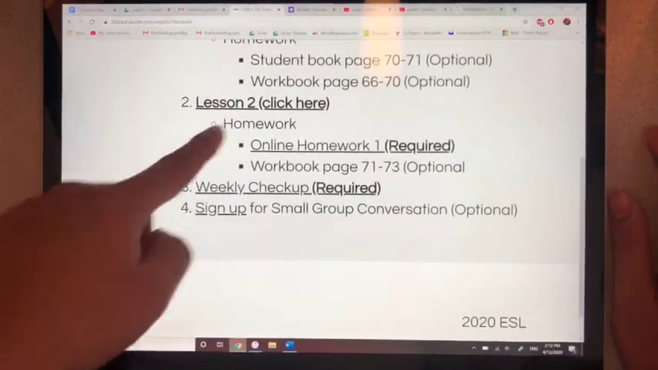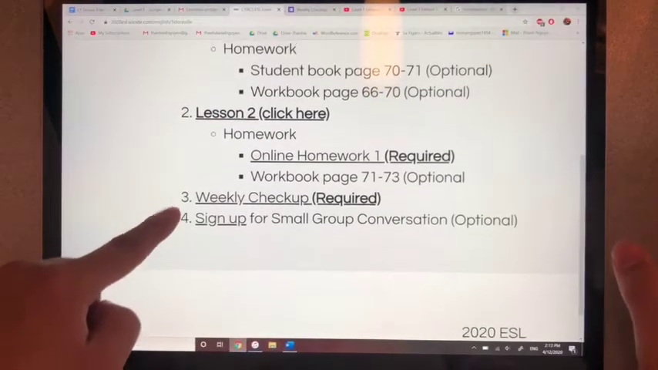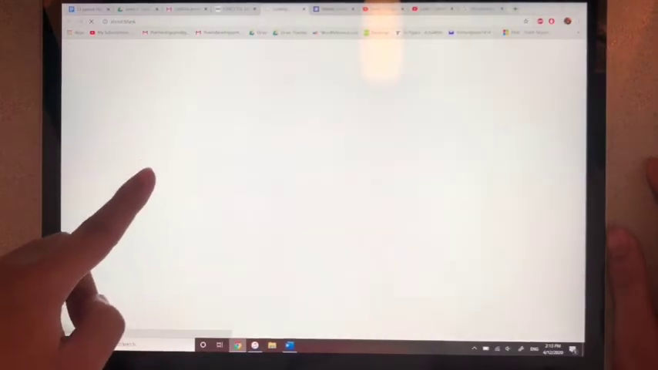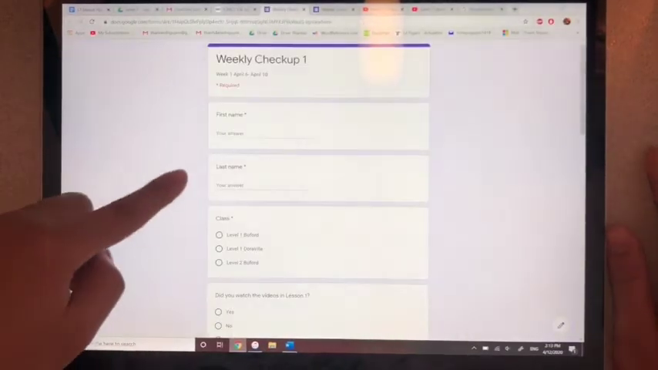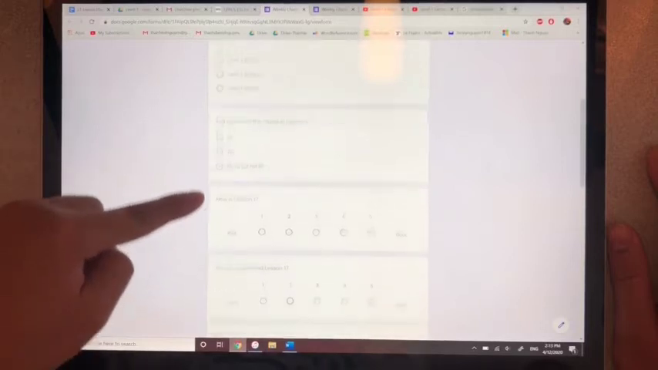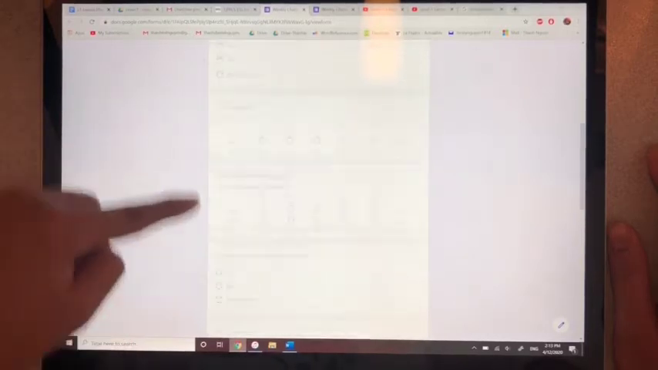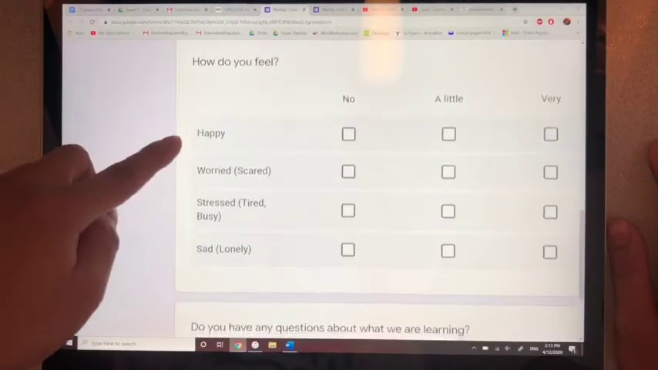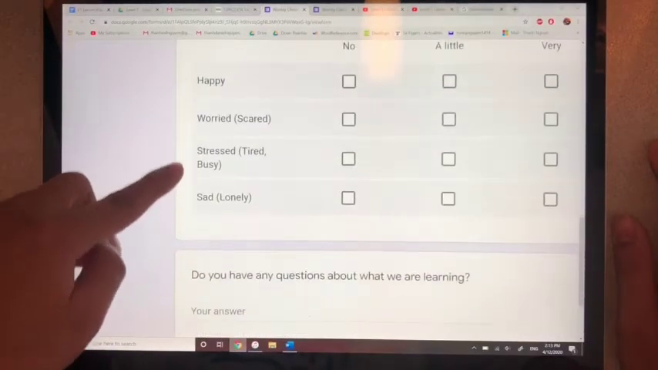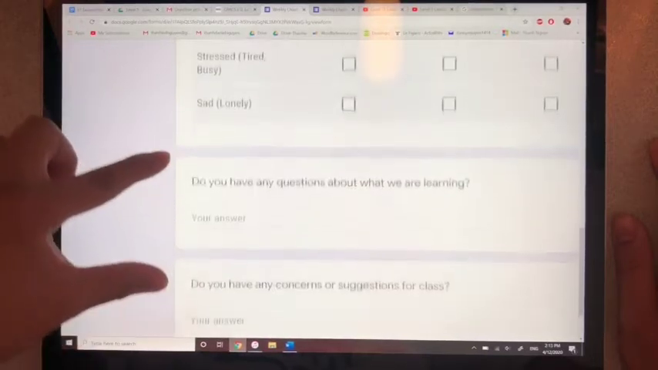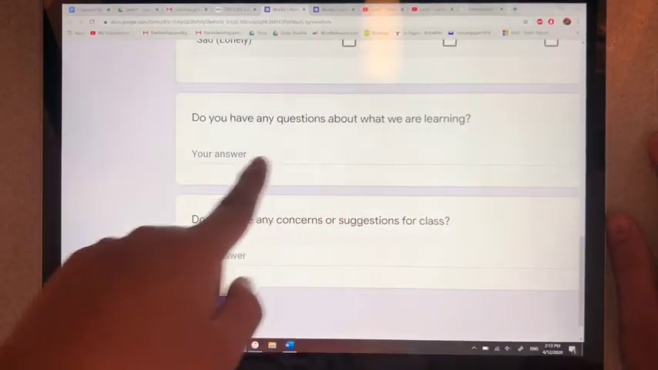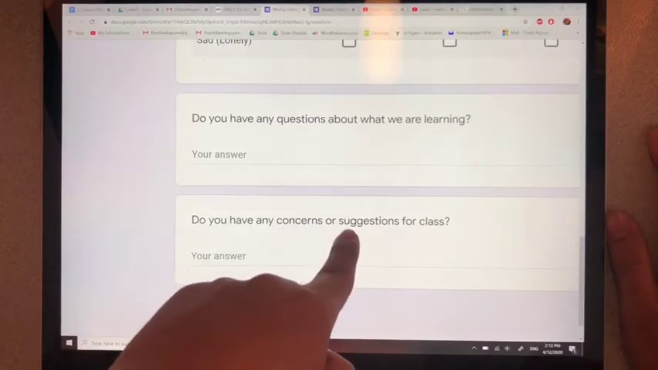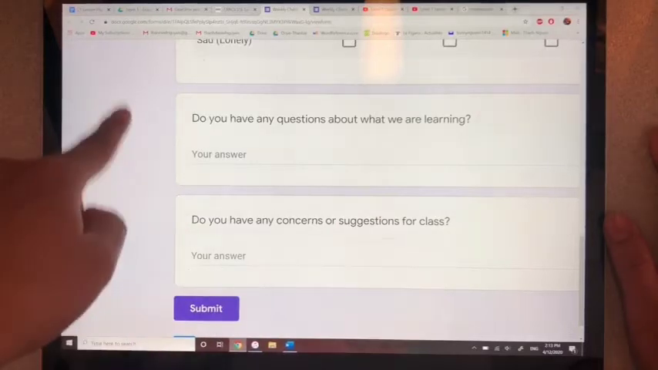When you finish lesson 2, there is a weekly checkup. This is required. The weekly checkup is asking you, do you understand lesson 1 and lesson 2? And then it asks you, how do you feel? Do you feel happy, worried, stressed, or scared? And then it asks you, do you have any questions? Or do you have any concerns? Any worries? Do you have any suggestions for class?